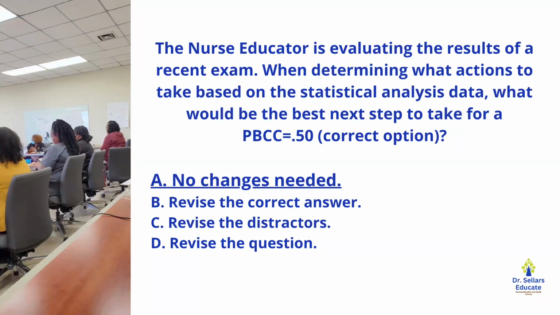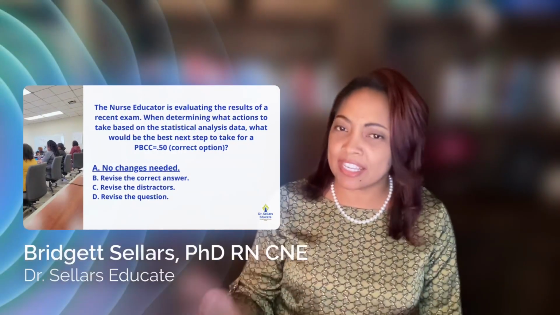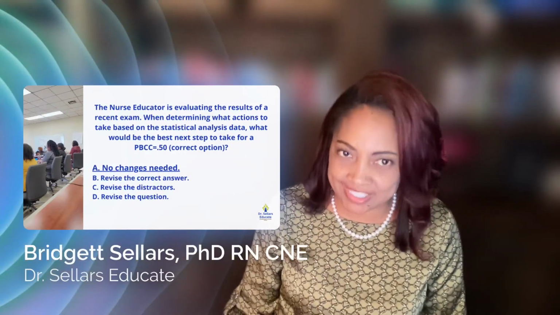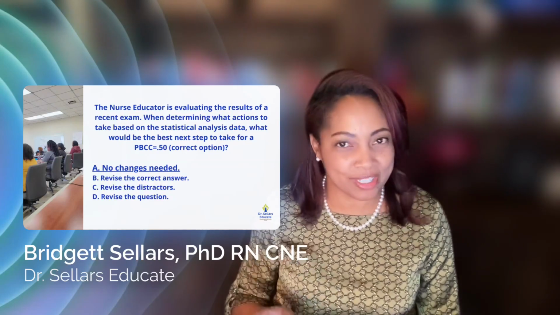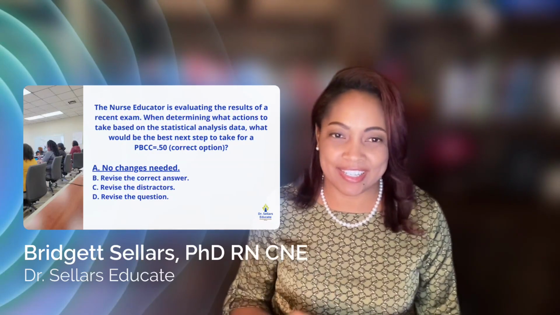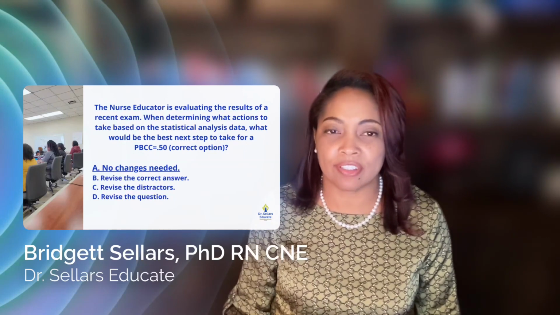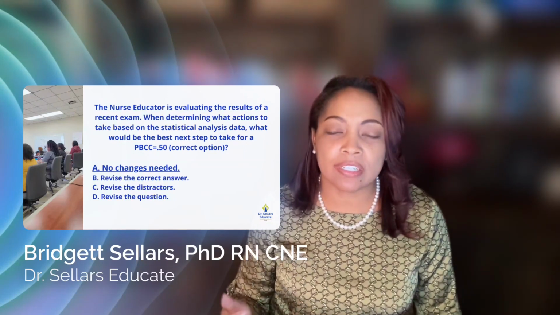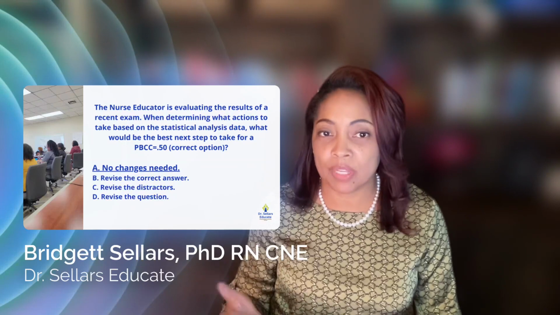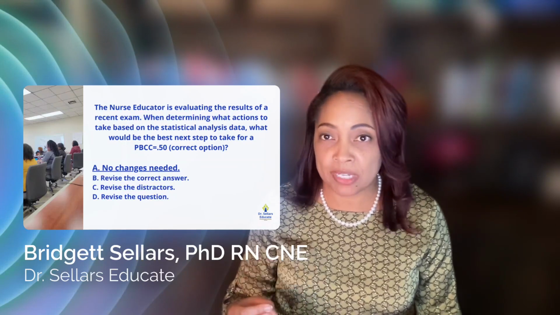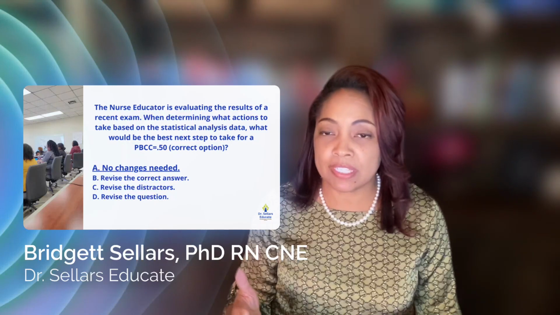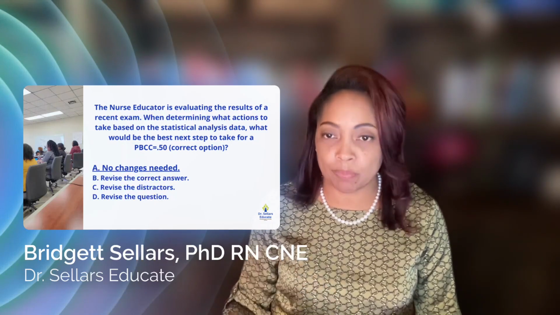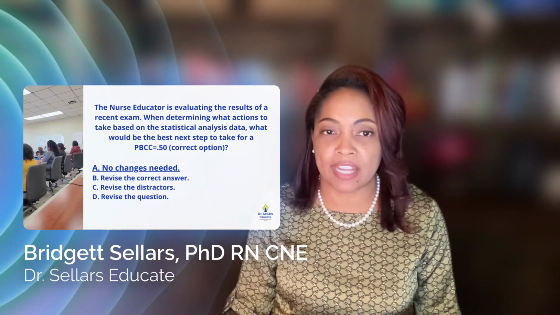All right, and then next, looking at revise the distractors. Well, did the question give us any information about distractors? No. Indeed, C is a distractor to try to attract you, try to trick you into choosing C. So we don't know anything about the distractor. And then revising the question, there's no need for that because we have effective discrimination between our correct option, which we know is PBCC, positive, and it's 0.5. We looked at both of those factors.